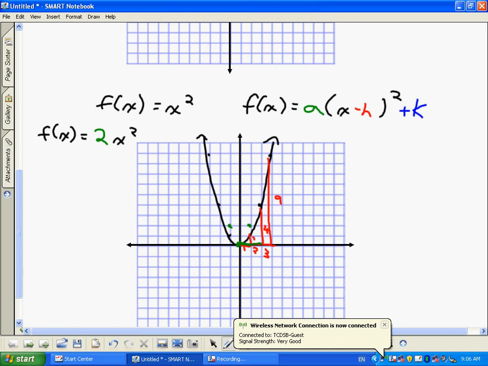What's that? 8. That's right. I take this number here, the square, and then multiply by what number A is. So instead of going up by 4, this time we're going up by 8. So 4, 5, 6, 7, 8.